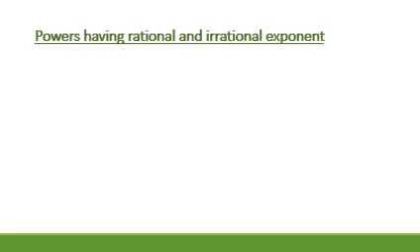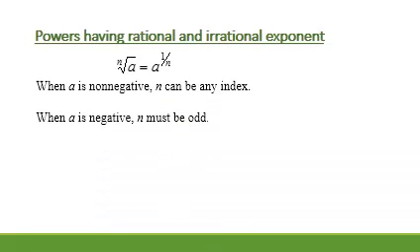Powers having rational and irrational exponents. For example, n radical a is expressed as a to the power 1 over n. When a is non-negative, n can be any index. When a is negative, n must be an odd number.